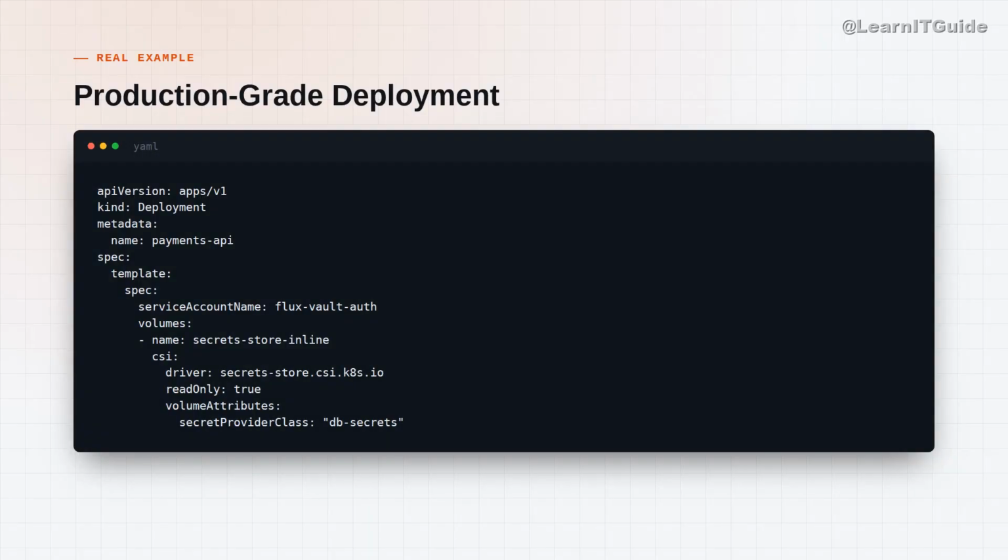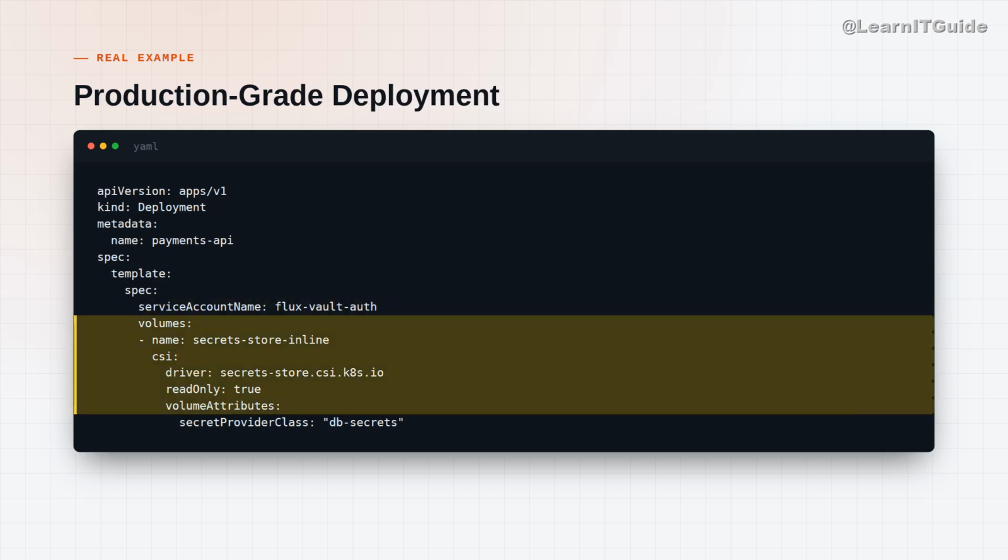Building on what we just saw, here is how a senior engineer would write this in production. Notice on line 7, we explicitly link the service account. Then, lines 8 to 14 define a volume that uses the CSI driver. This mounts the secret as a file in the pod. Because the driver is used, the secret is never stored on disk, only in the pod memory. This is the gold standard for secure, secretless application configuration.